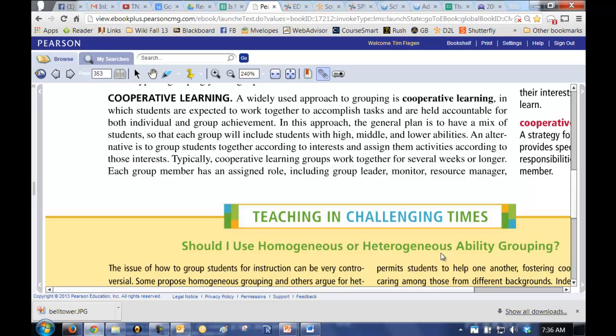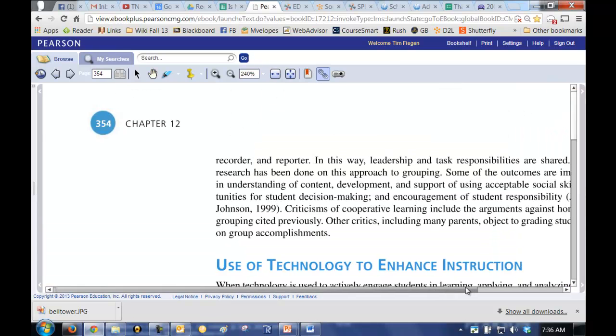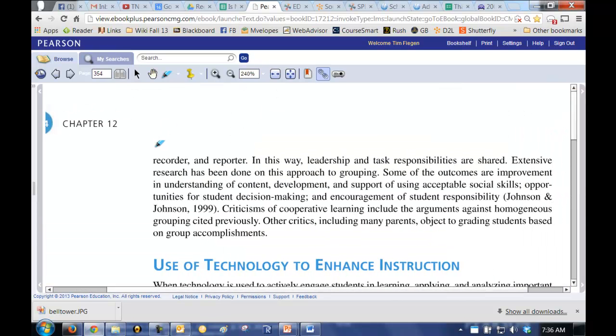Typically in cooperative learning, these are some of the jobs. You would assign everybody a job, and so like it could be a group leader, a monitor, a resource manager. Let me see what else we have here. A recorder, and this is what you would do. And a reporter, you could have somebody that does the speaker, the writer, whatever those are, but everybody has a job. And that's one way to do kind of this heterogeneous versus homogeneous.